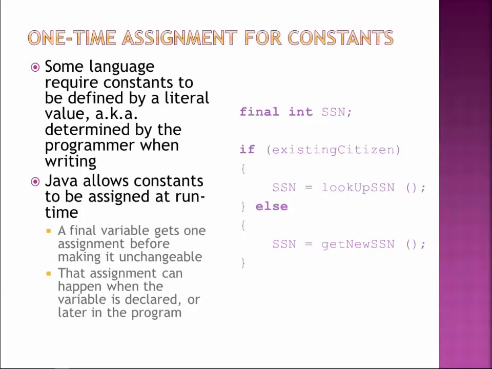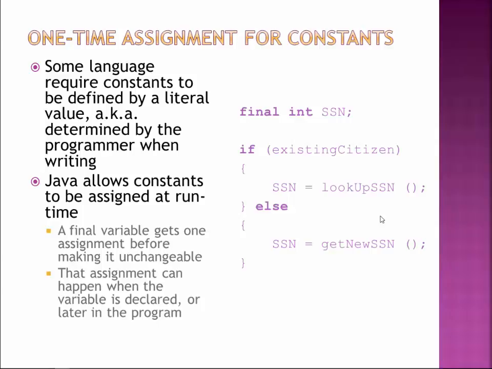So as we were saying, you can do a one-time assignment. So I can have a variable integer social security number. If it's an existing system, I can look up their social security number, else I get a new social security number. This is fine. I don't have to have another temporary variable before I assign this variable or whatnot.